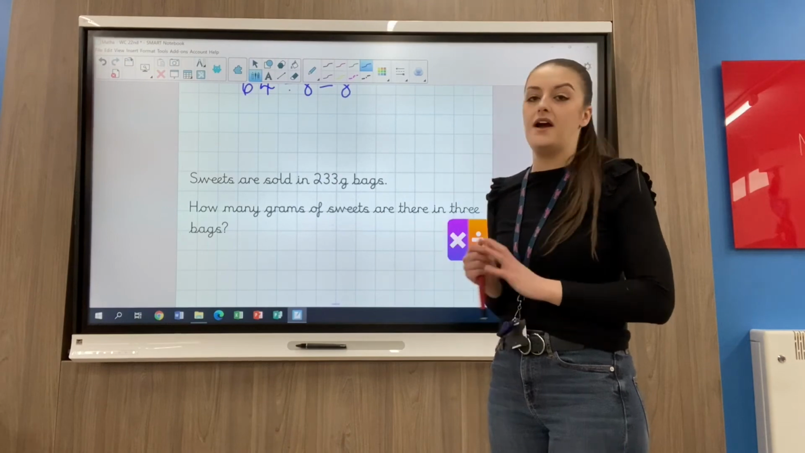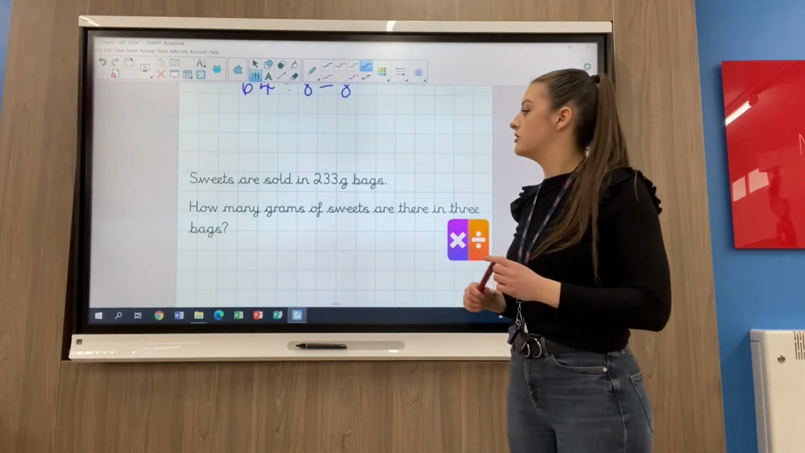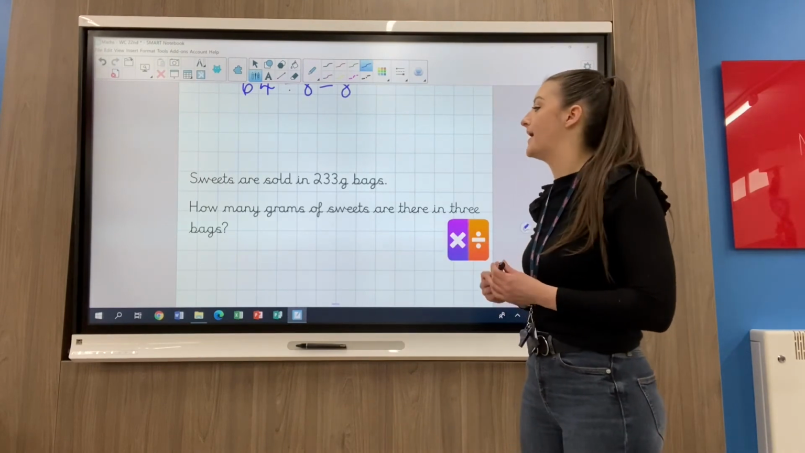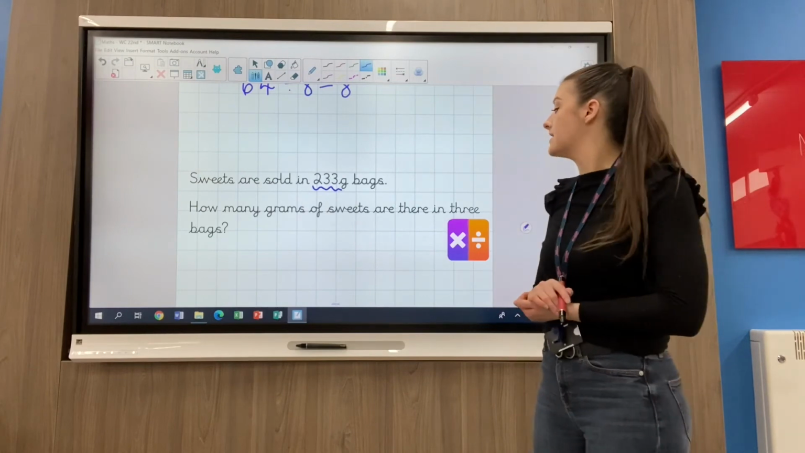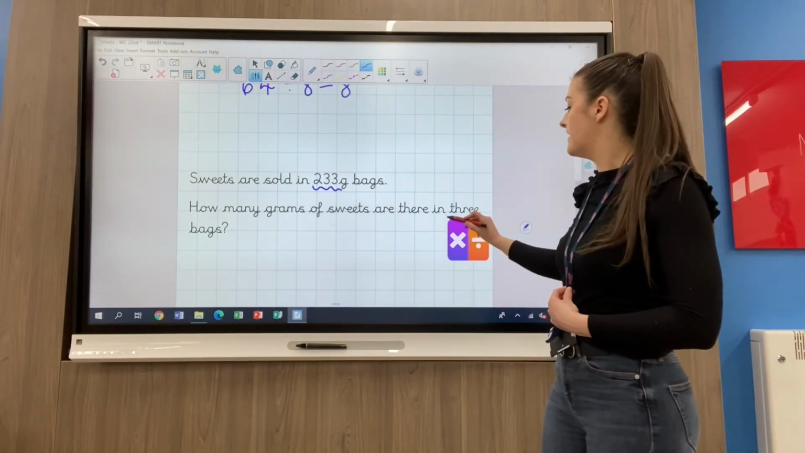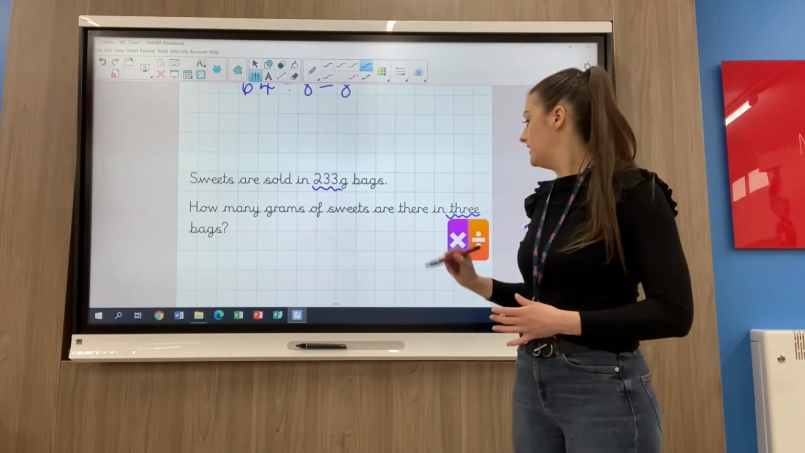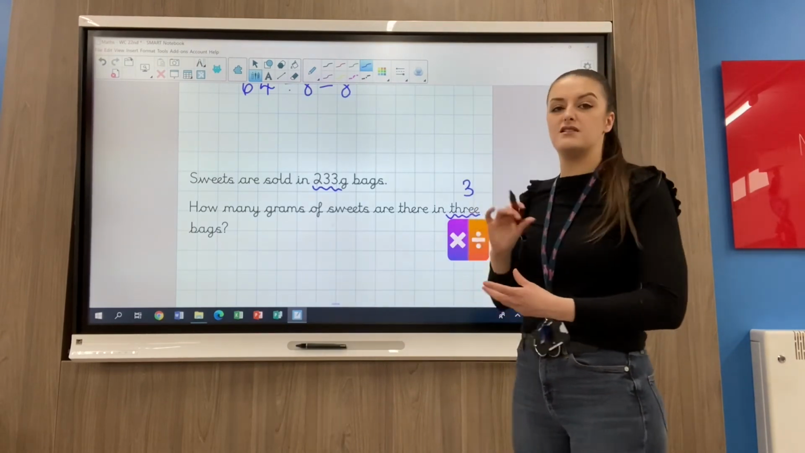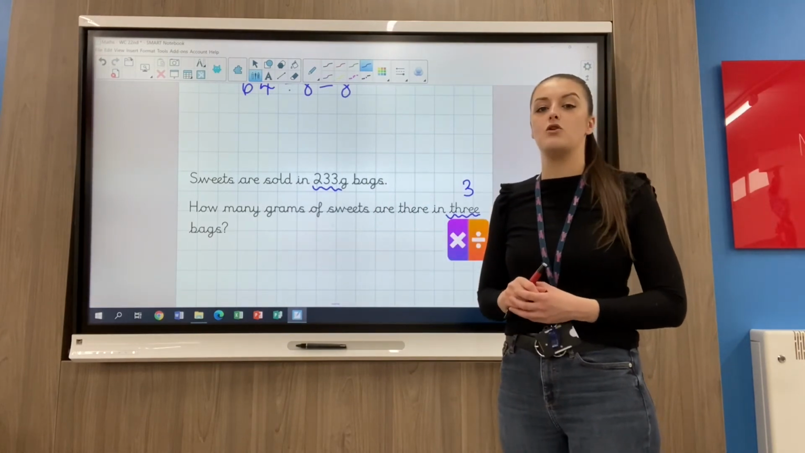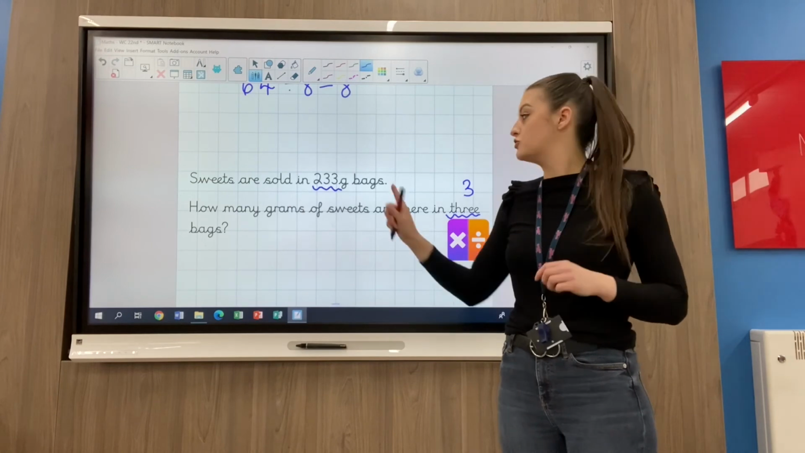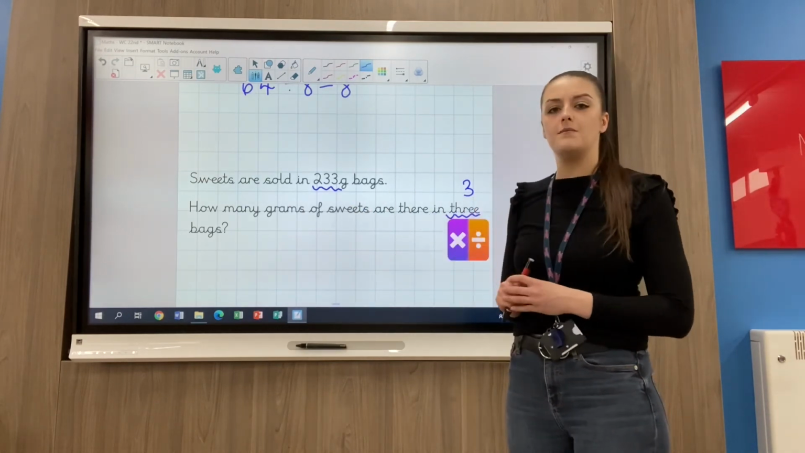One last similar question then that you've got in your book today. I've got sweets are sold in 233 gram bags. I'm going to underline that number. How many grams of sweets are there in 3 bags? Now it's wrote the number 3 in words, but that's fine. We can either make a note or we know that's the number 3. So sweets are sold in 233 gram bags. So each bag weighs 233 grams. How many grams are there in 3 bags?